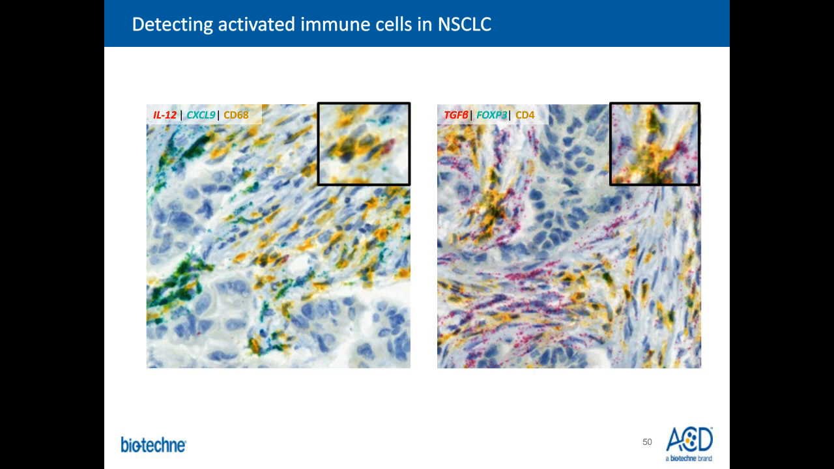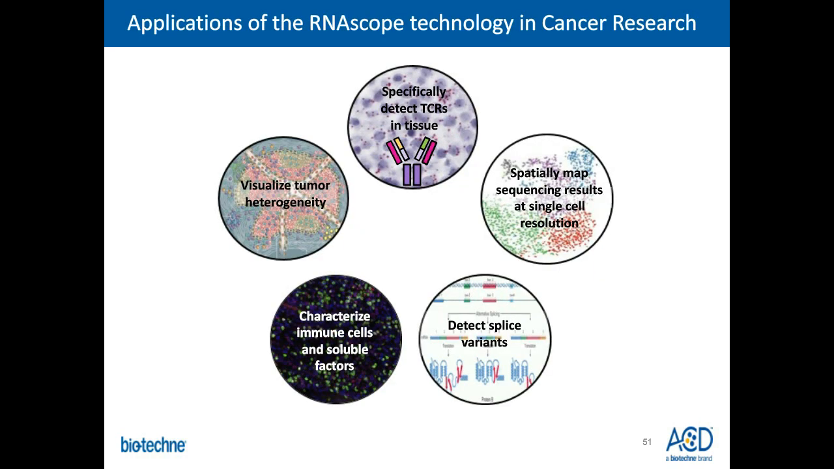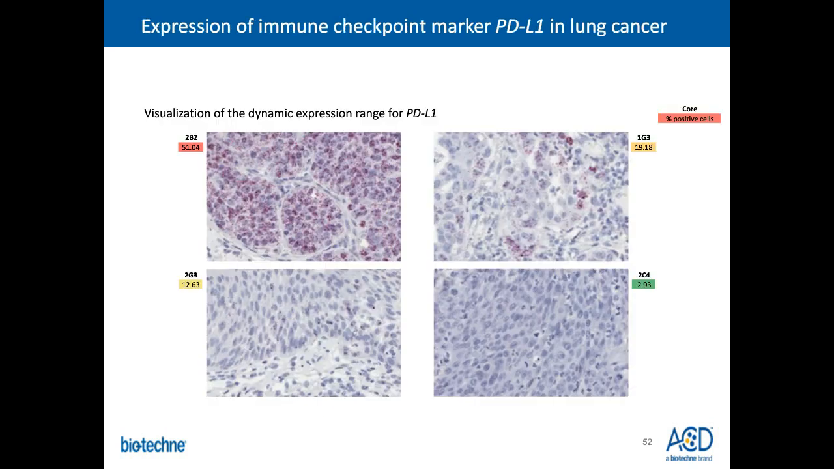Moving on to our second application, we will now look at the application of RNAscope in visualizing tumor heterogeneity. In this particular example, we are visualizing PDL1 in lung cancer tumors, and as you can see, the four different samples express different degrees of PDL1 expression, highlighting the inter-tumor heterogeneity of this particular marker, which can be nicely visualized using the RNAscope red assay as shown in this image.